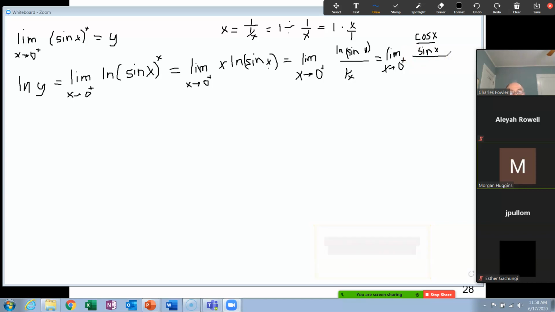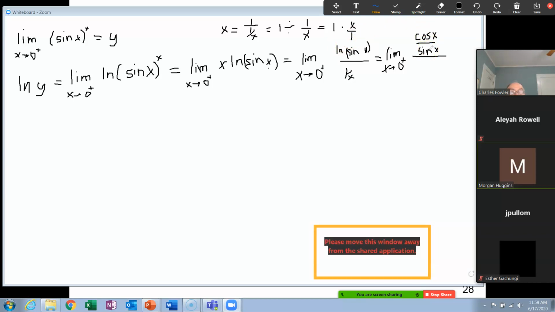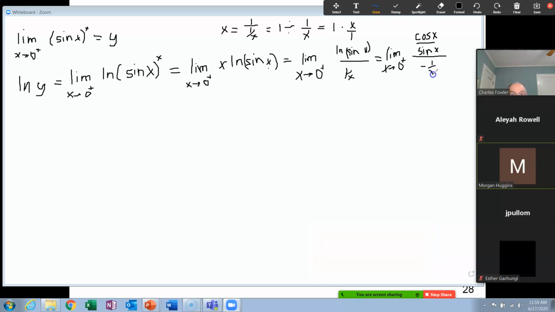All right. So the derivative of log of sine x is cosine x over sine x. Now, what is the derivative of 1 over x? I like to think of that as x to the minus 1. Well, the derivative of that is minus x to the minus 2, so that would be a minus 1 over x squared. Now, frankly, folks, this doesn't seem to have helped us much, does it?